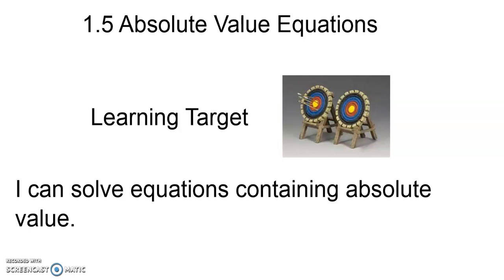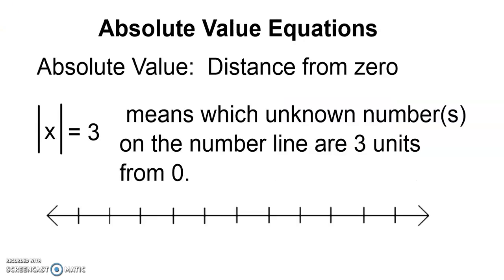Today we're doing lesson 1.5, absolute value equations. Alright, absolute value means the distance from zero. So if you see these two bars, that's going to mean absolute value. So in this problem, the absolute value of x equals 3.